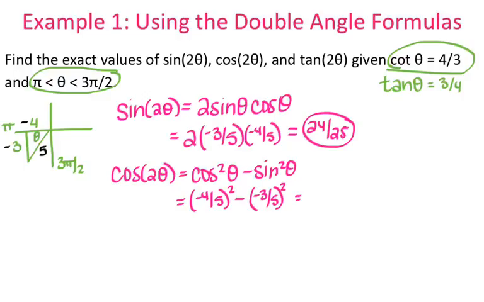Just make sure that you put negative 4/5 in parentheses before you square it. Same thing with the negative 3/5 before you square it. Gives me 0.28, which I can math frac, which is 7/25.